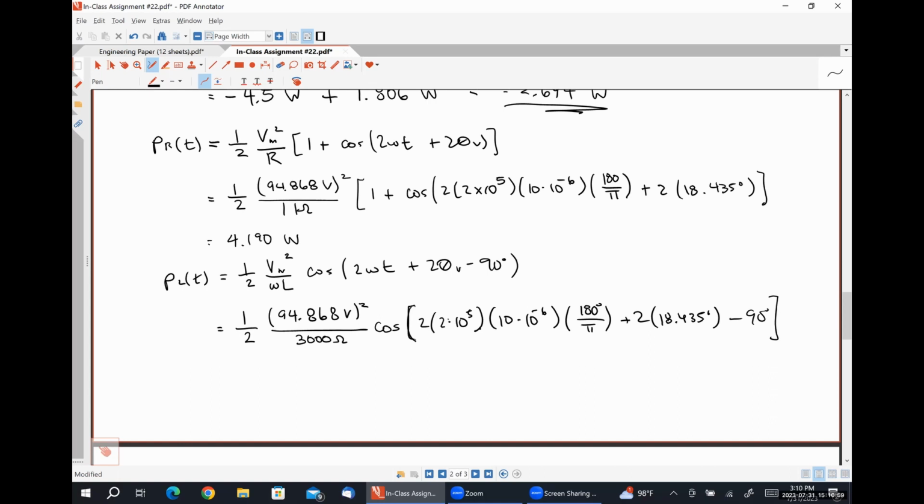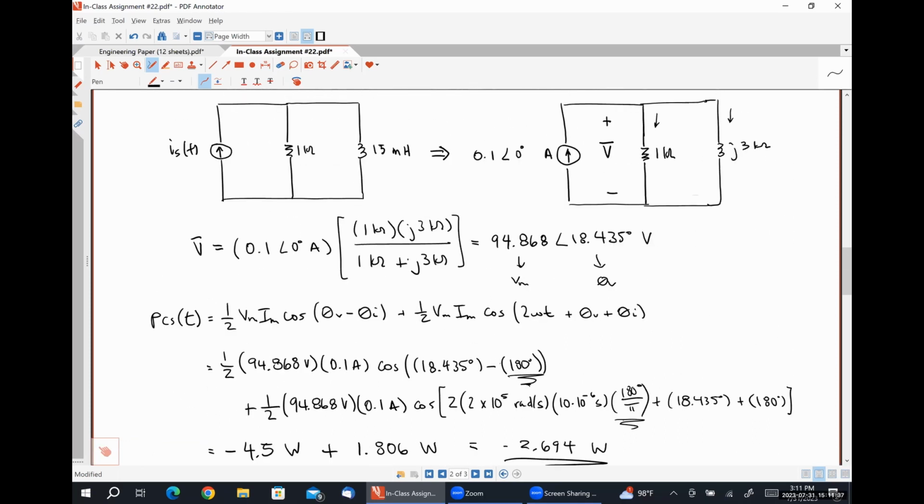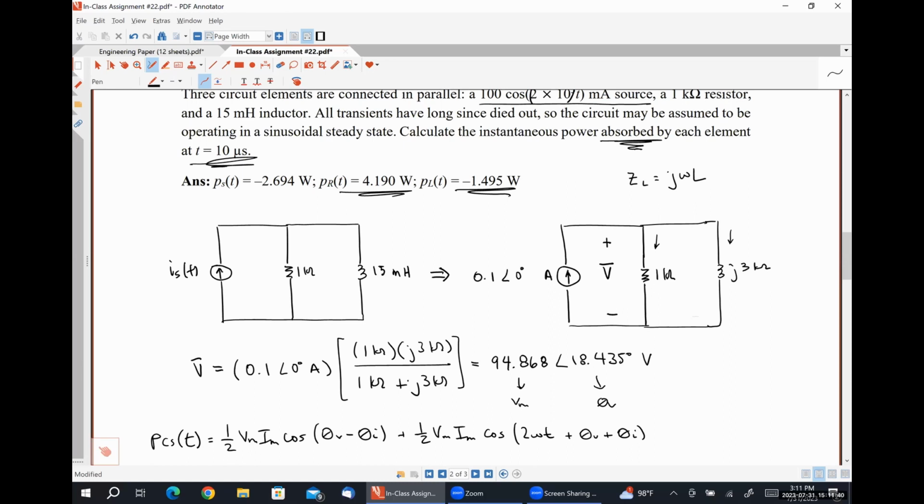Cosine 2 times 10 to the 5, 10 times 10 to the minus 6, 180 over pi plus 2 times 18.435 minus 90. I get negative 1.496 watts. So with rounding error, that makes sense.